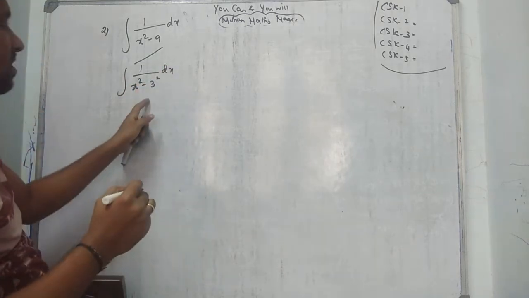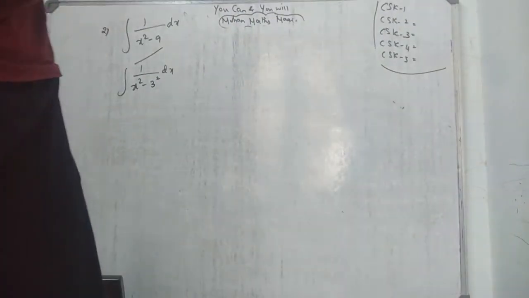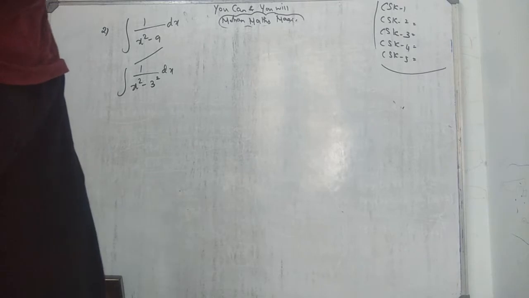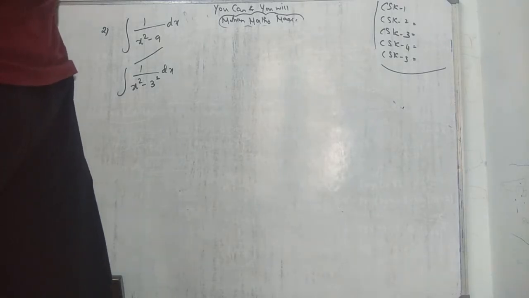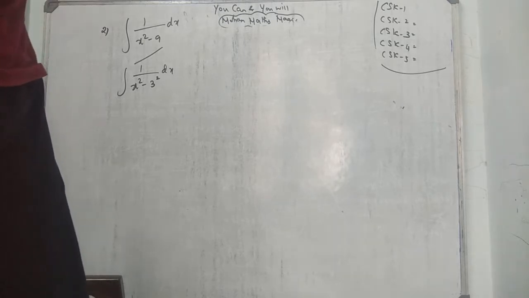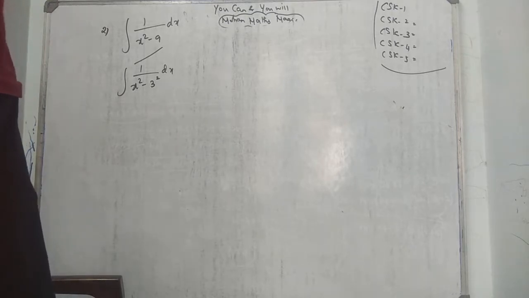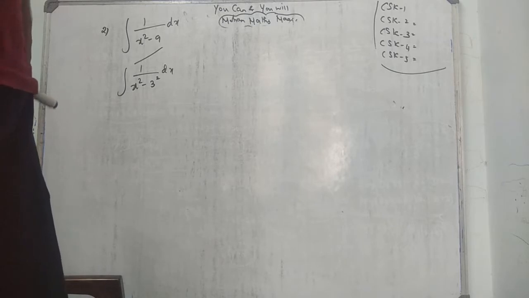I have seen a formula, sir. 1 upon x square minus a square. So go back in your textbook. In your textbook, you can search 1 upon x square minus a square. Yes, there is a formula. Page number 307, bottom first formula: 1 by 2a log of x minus a upon x plus a plus c. In place of a put 3. You can finish it off within a second.